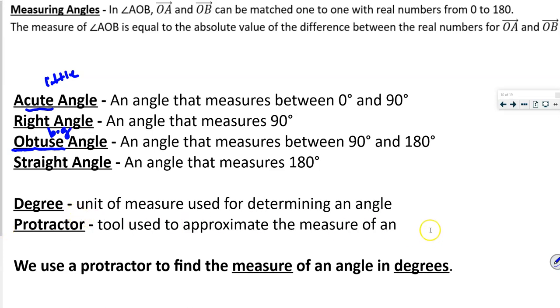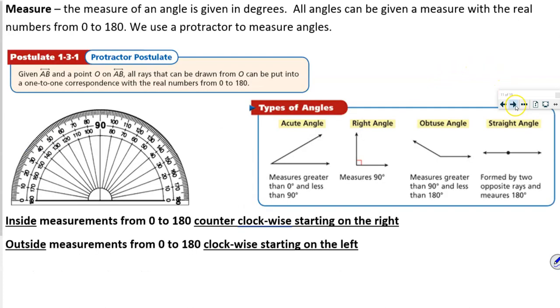Degrees is a unit of measure for determining an angle, and then a protractor is a tool we use to approximate the measure of an angle. We use protractors to find the measures of angles in degrees. Okay, so when we're measuring an angle here, all the angles can be given with a real number from 0 to 180. So we use a protractor to measure those. So here is where our A, that whole thing that we were talking about a second ago. So right here, notice this is a straight angle. That's 180 degrees, right?